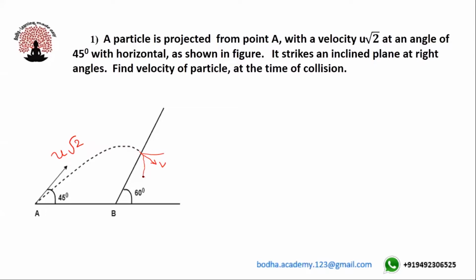You can observe that in this right angle triangle, this angle is 60 degrees and this is 90 degrees. Therefore, this angle will be 30 degrees. Therefore, this angle will be again 60 degrees. Therefore, this side will be V cos 60 degrees and this side will be V sin 60 degrees.